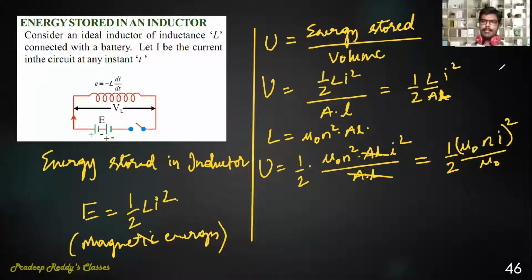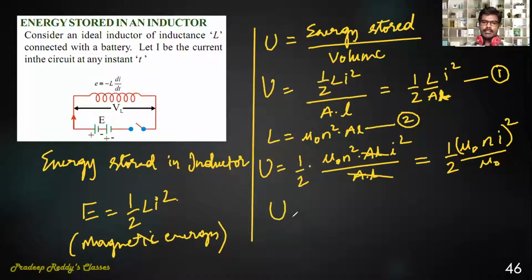We have already learnt self-inductance of a solenoid is L equal to mu naught N square into A l. Let me take this as equation number 2. Take equation 2 and substitute in equation 1. It is half mu naught N square A l into I square by A l. A l gets cancelled. Leftover will be half mu naught N square I square. I am multiplying numerator and denominator with mu naught. So I can write it as mu naught N I whole square divided by mu naught.